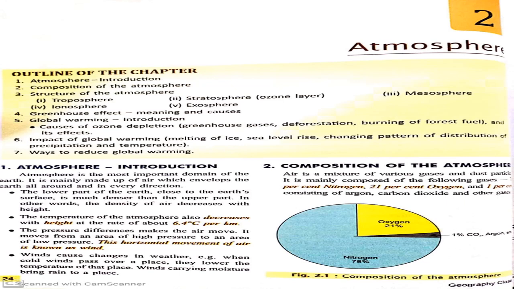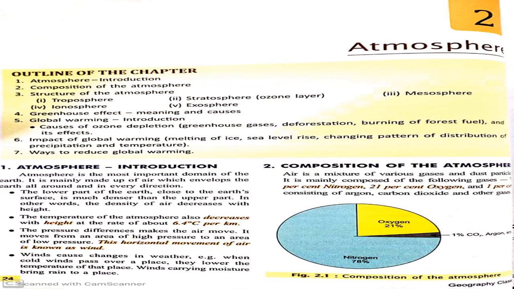So we very well know that atmosphere is mainly made up of air, right? What is atmosphere? It is mainly made up of air, and this air is a mixture of various gases and dust particles. Okay, so let's move to the composition of the atmosphere.